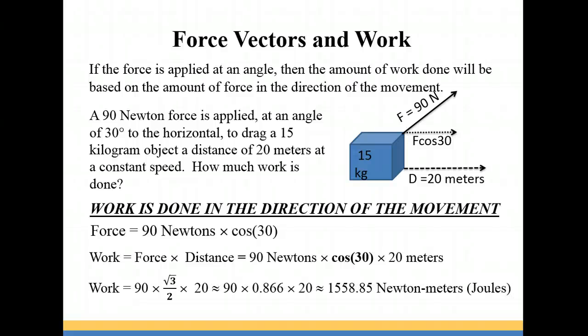So work is going to be 90 times the cosine of 30, which is square root of 3 over 2, or 0.866, and then our distance, our displacement, which is 20. So you have 1,558.8 joules.